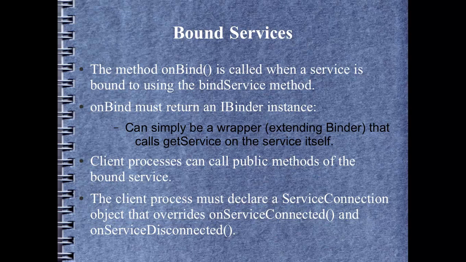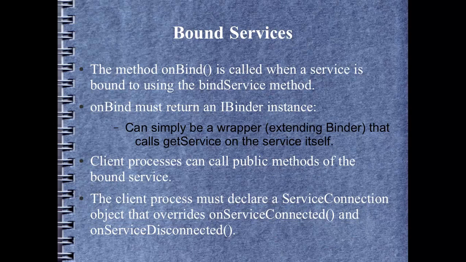From the client, we call the bindService method. In the service, we use the onBind lifecycle method. So the client process must declare a service connection that calls onServiceConnected and onServiceDisconnected to check and see if that bound service is bound. And if it's bound, then we can call the public methods within the service. But if it's not bound, we don't want to even try to call those methods because we'll get a runtime error.